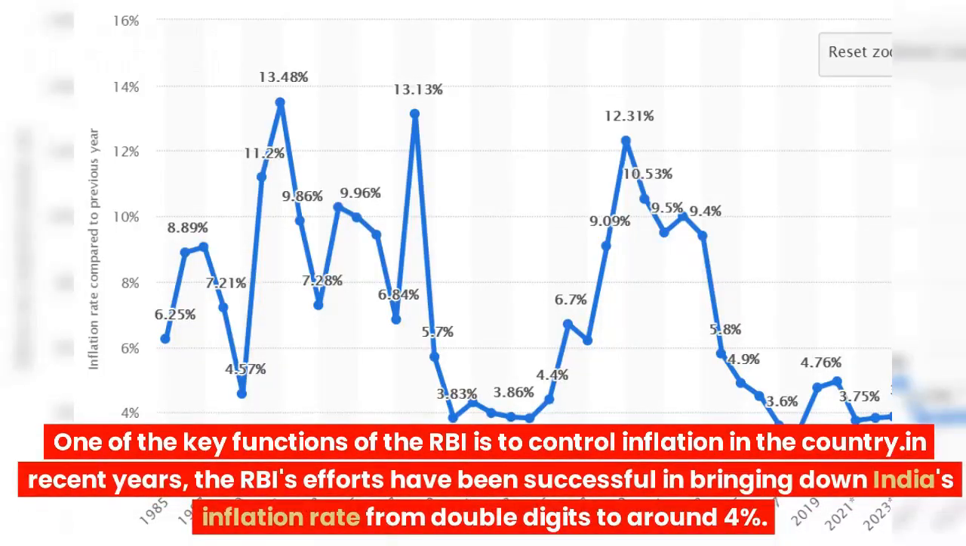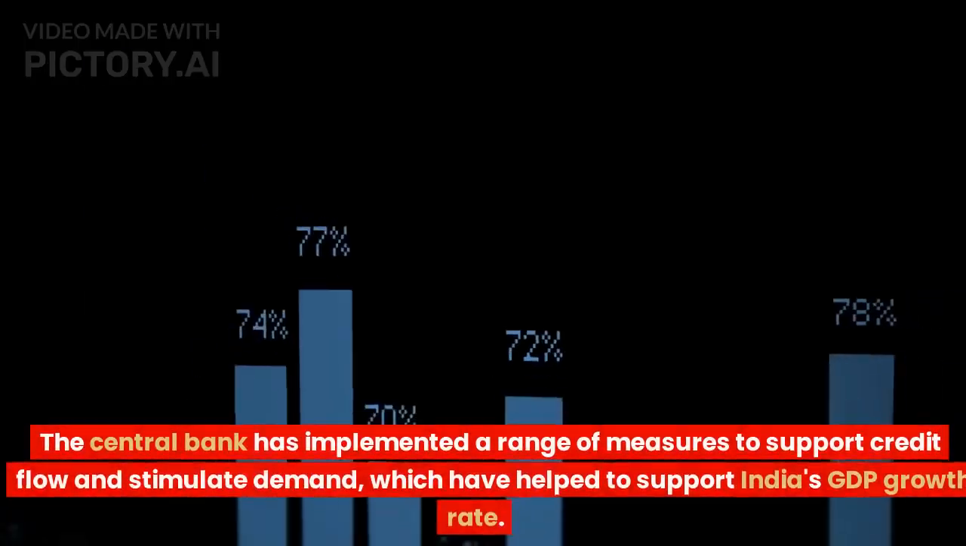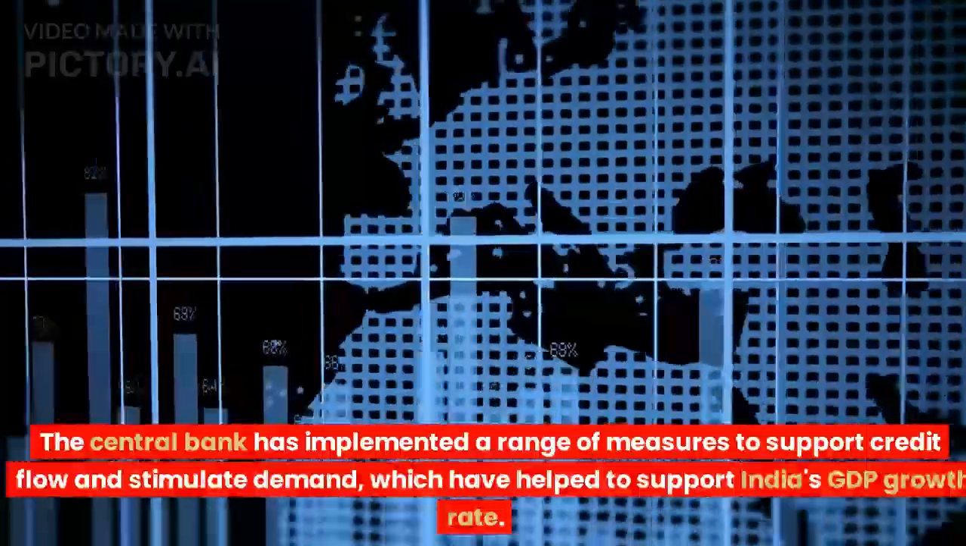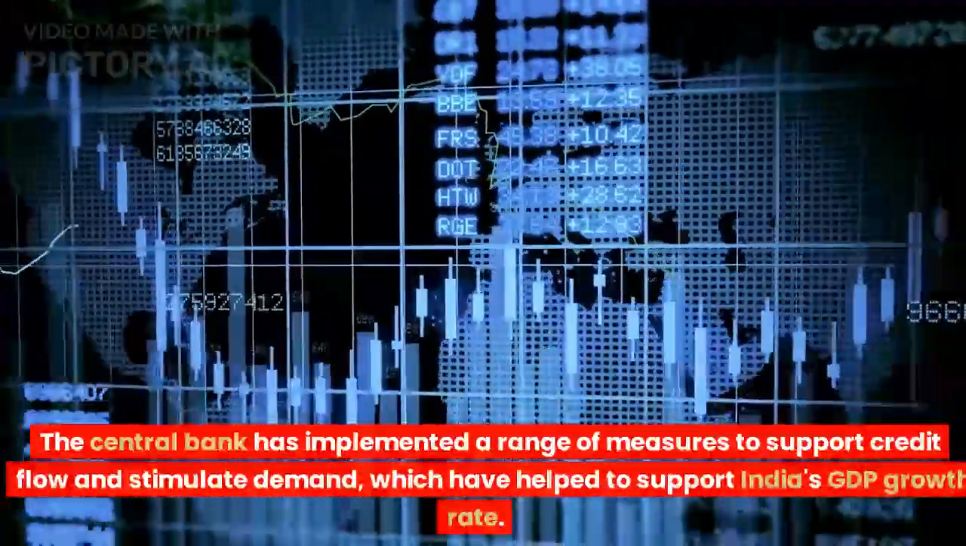One of the key functions of the RBI is to control inflation in the country. In recent years, the RBI's efforts have been successful in bringing down India's inflation rate from double digits to around 4%. This has helped to stabilize prices and support economic growth. The RBI's monetary policy decisions also play a critical role in supporting economic growth. The central bank has implemented a range of measures to support credit flow and stimulate demand, which have helped to support India's GDP growth rate.